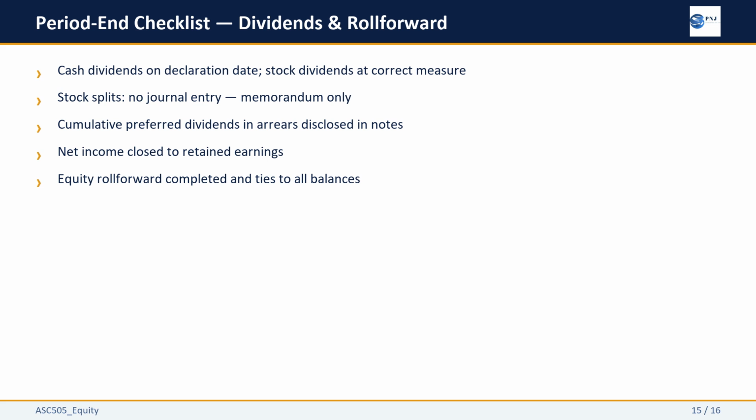For retained earnings, confirm net income has been closed. Complete the full equity roll forward. Every component from opening balance through all current period transactions to closing balance, tying to the financial statements. Appropriated retained earnings accounts must show no losses charged against them.